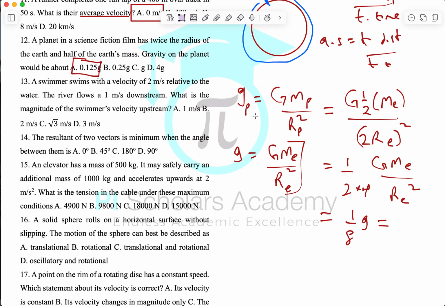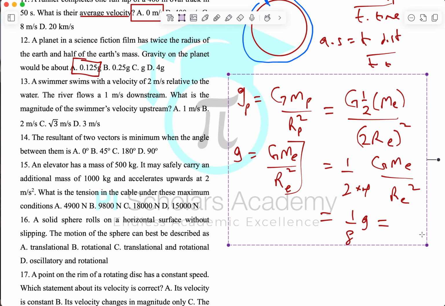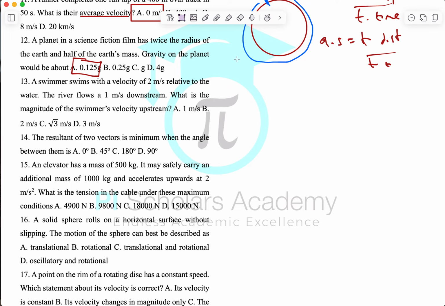In this situation, permit me to just delete these ones. I believe you can check the video or take a screenshot. So the swimmer can swim at the rate of 2 meters per second, then the river flows 1 meter per second downstream. So what is the magnitude of the swimmer's velocity upstream?